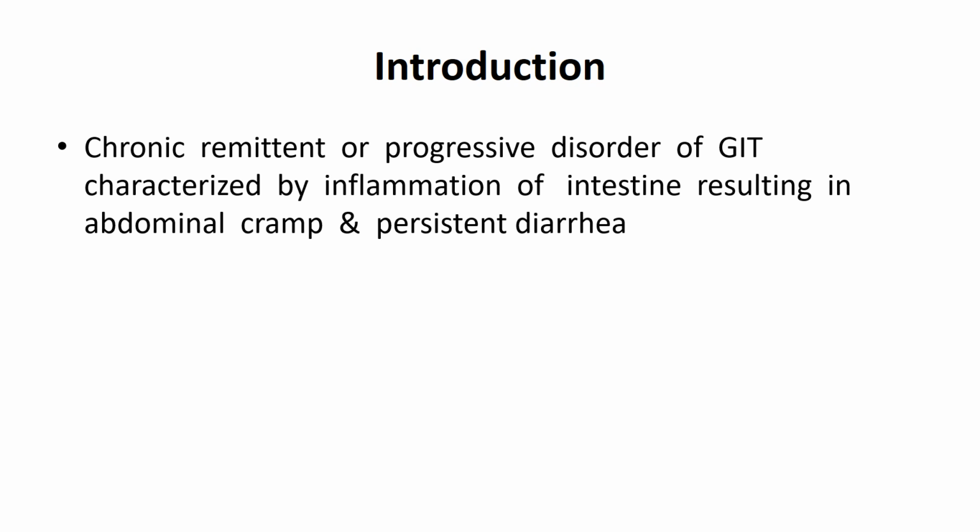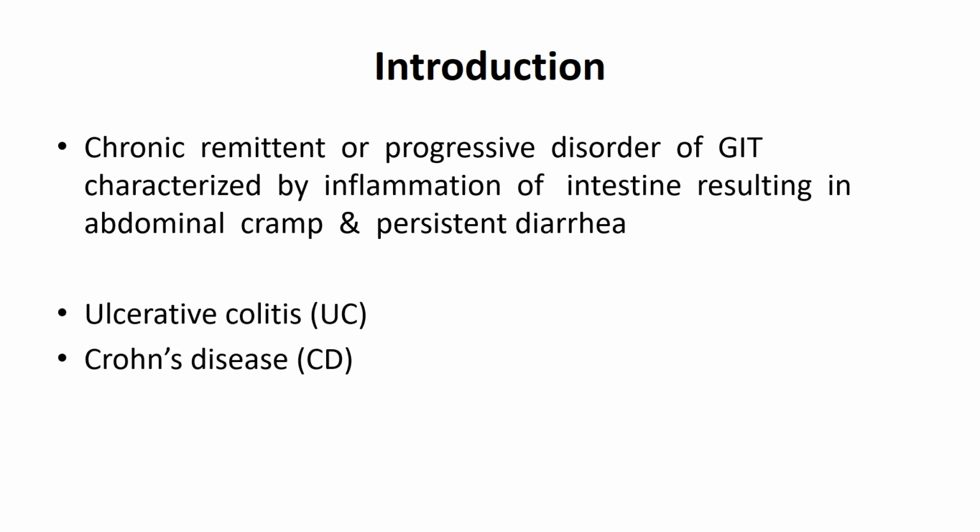It is a chronic, remittent and progressive disorder of the GIT characterized by inflammation of the intestine resulting in abdominal cramps and persistent diarrhea. So it is a chronic, remittent and progressive disorder which has symptoms like abdominal cramps and persistent diarrhea. And the most common diseases are ulcerative colitis and Crohn's disease.